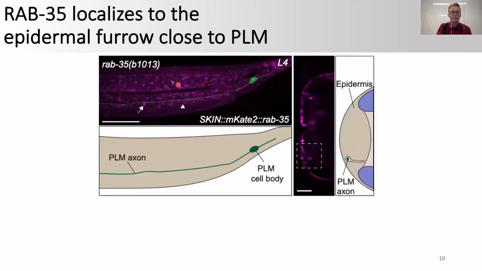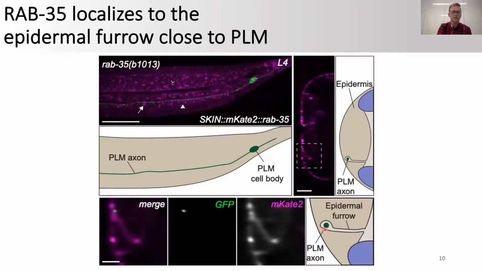But again, if we focus on an orthogonal section and look at where this PLM axon is actually embedded within the skin, again, we see Rab35 localizing very similarly to TBC10 within the membrane of this epidermal furrow that wraps around the PLM axon.